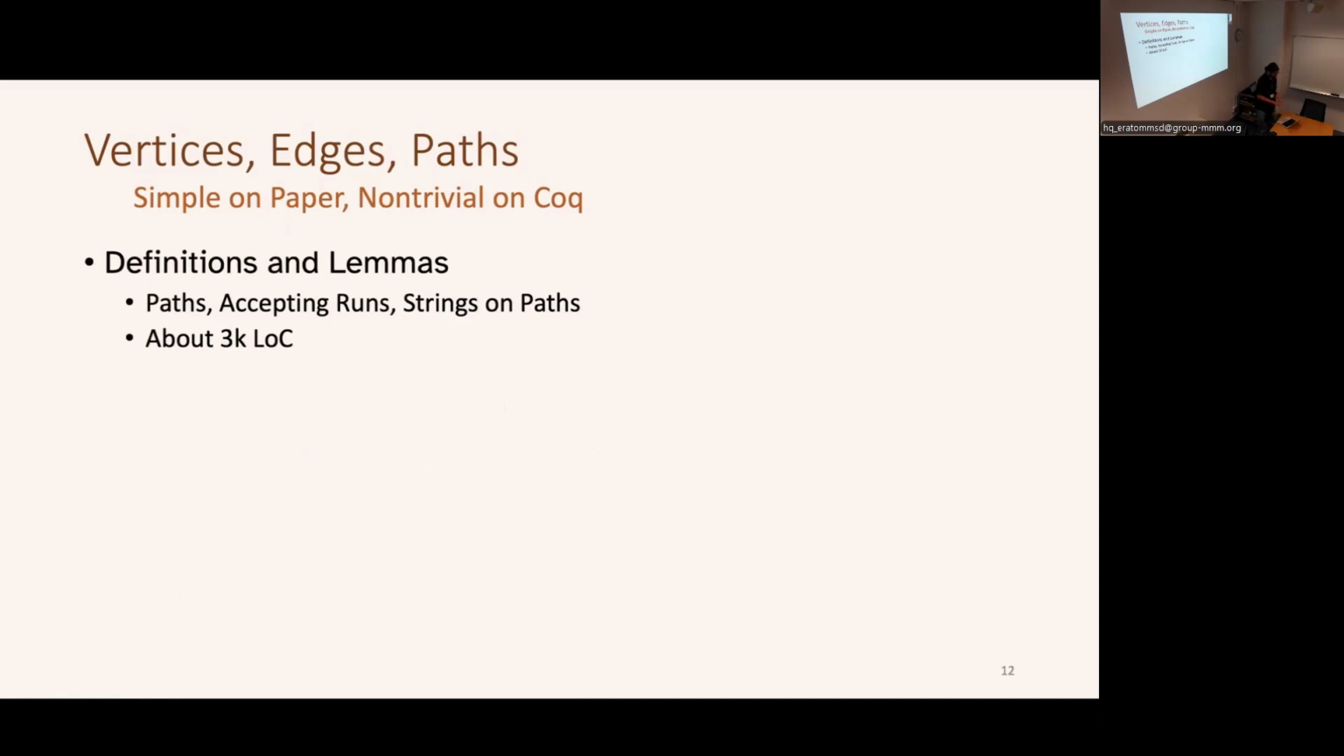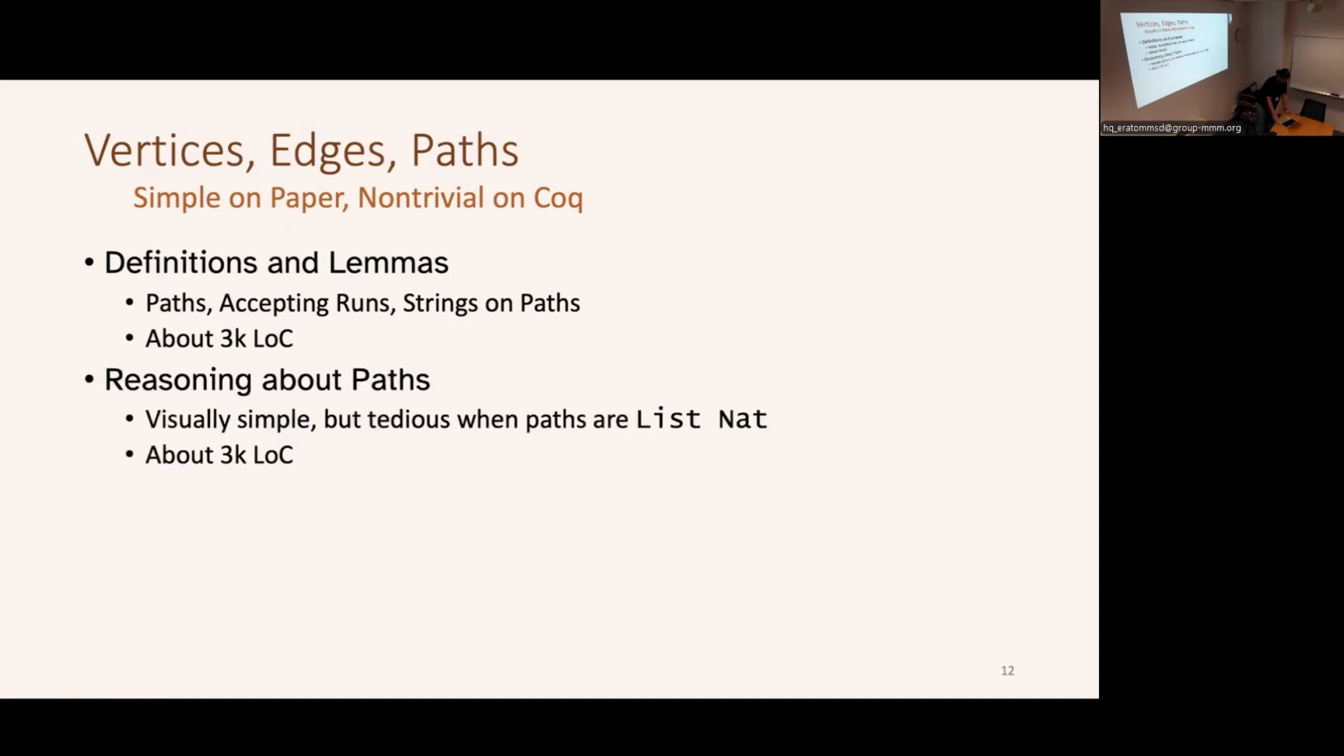And so for these definitions and lemmas related to paths, we had to write around 3,000 lines of code. And this involved lemmas about gluing paths together and what accepting runs are and observing the strings that are on the paths and so on. Similarly, we had to do something similar when reasoning about paths.